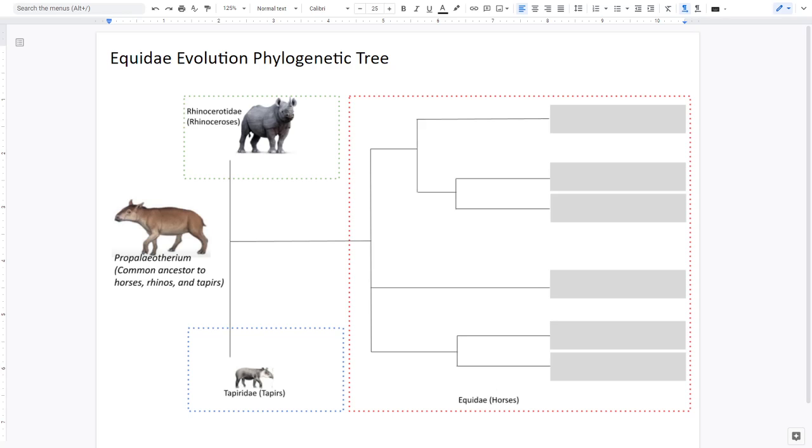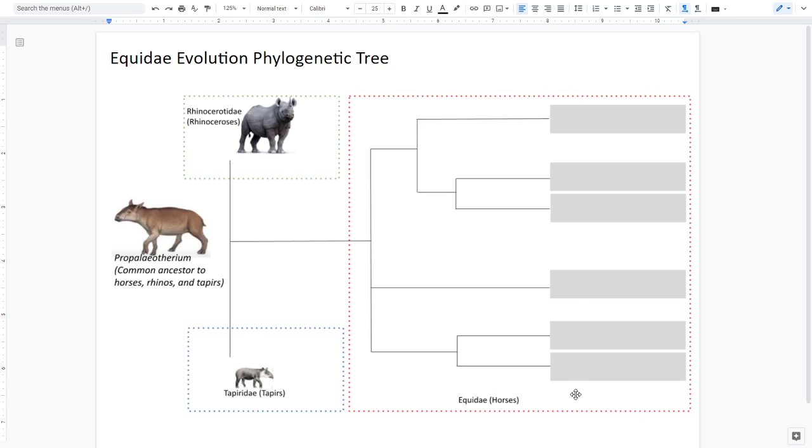Here's the phylogenetic tree that I've made for you that's blank. And I just want you to know we can actually go all the way back to the common ancestor 3.9 million years ago. This is the Propaleotherium. You saw this in the opening video that I showed you. Three different groups of animals came out of this: the tapirs, that's these little bitty guys right here, the rhinoceroses, and then the horses. These are the horses here, and these are the 6 horse species that we are looking at, the 6 Equidae species.